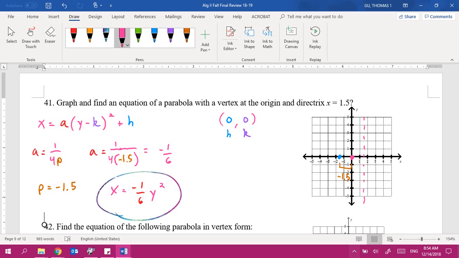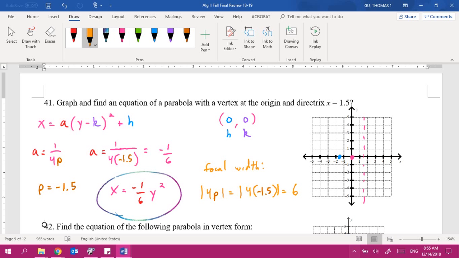How do we need to graph it? There's one more thing we need to be able to graph this. The focal width, right. So focal width. And how do you find focal width? That's right, absolute value of 4 times p, so that's going to be absolute value of 4 times negative 1.5, which comes out to be positive 6.